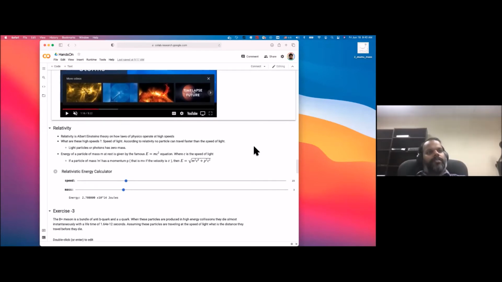Then we go to a topic which most of you have probably heard. This is called the special theory of relativity. The basic idea here is that this is not like the usual Newtonian physics that you learned: force equals mass times acceleration, or objects continue to move unless acted upon by an external force. These are some statements of Newton's laws of motion.